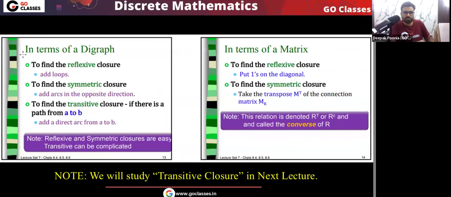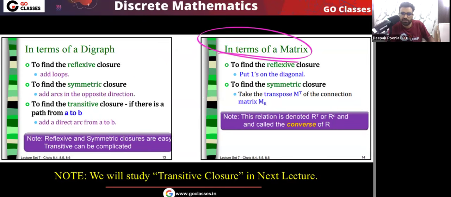For example, if the graph representation is given to you for the relation R, then how to find the reflexive closure? You just add the self loops on all the vertices. How to find the symmetric closure? You make all the existing edges bidirectional, which means you add edges in the opposite direction also. If there is an edge from A to B, then you put one from B to A also.